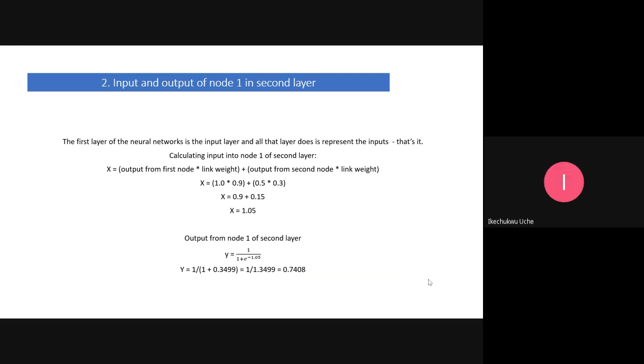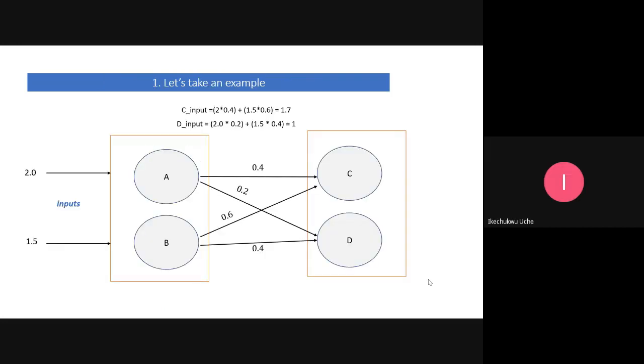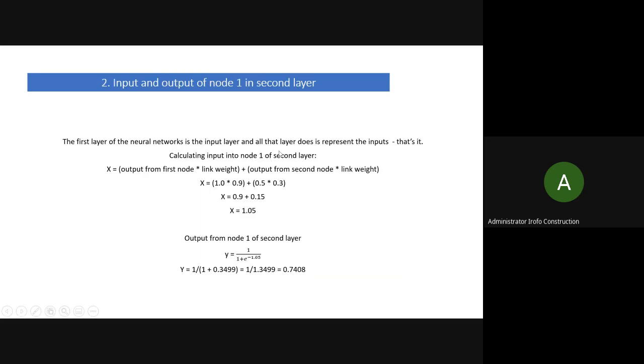So if we just go back to the previous one, do we add the 1.7 plus 1, then use the activation function? Yeah, the same thing. So what we got here is 1.7, and you just have to do 1 over 1 plus e to the negative 1.7. You do it for both of them, 1.7 and the 1. When you do it for both of them, that'll give you the output from that node.